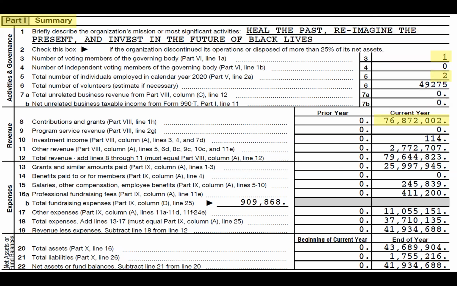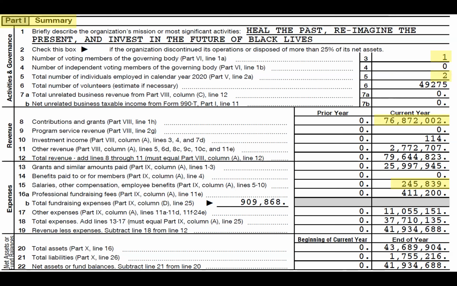The next red flag corresponds to line number 8 in the revenue section, contributions and grants, $76,872,002. Well, according to what the team of Patrisse Cullors reported in the 2020 impact report, $90 million was generated in 2020. So that number in line 8 of $76,872,002 is not accurate.